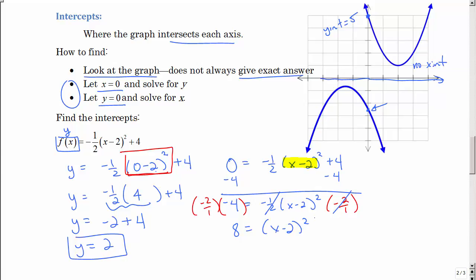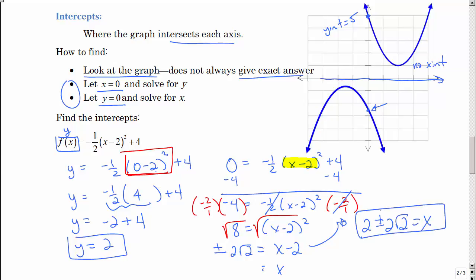Looks better. Now we need to go from something squared to not squared. So we need to take that square root. And when you put in a square root that wasn't there to begin with, you must put in that plus or minus sign. And then we need to simplify 8. So our last step is to get x by itself. So I'm just going to add 2 to both sides. Let me come over here. So I'm going to add 2 to both sides. And so that is 2 x-intercepts.